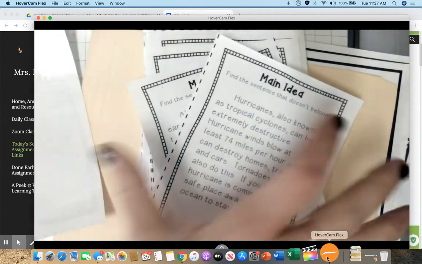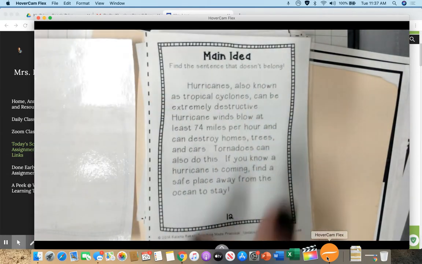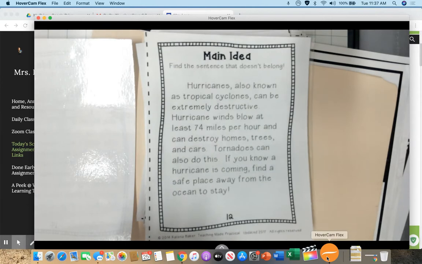Let's do another one. Okay, so I'm going to read this. I want you to think about what's the main idea and which detail doesn't belong.